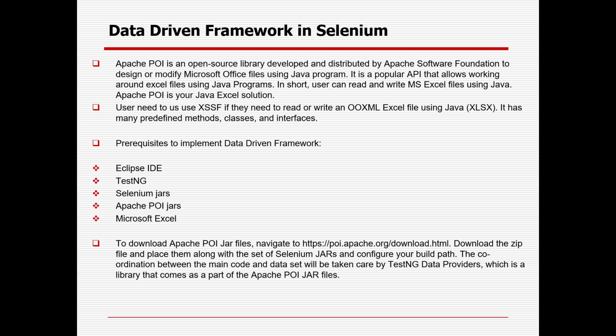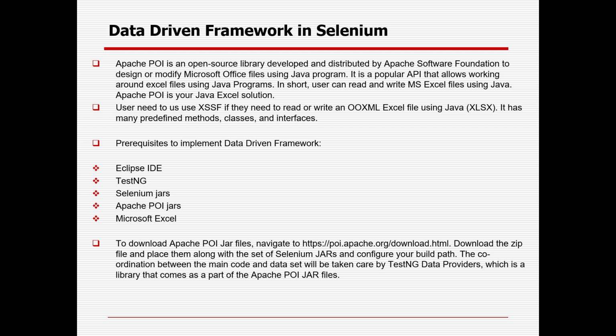So here we will see how we can read and write the data at the same time from the Excel sheet. Apache POI is an open source library developed and distributed by the Apache Software Foundation to design or modify Microsoft Office files using a Java program. It is a popular API that allows working with Excel files using Java. In short, users can read and write MS Excel files using Java. Apache POI is your Java Excel solution.